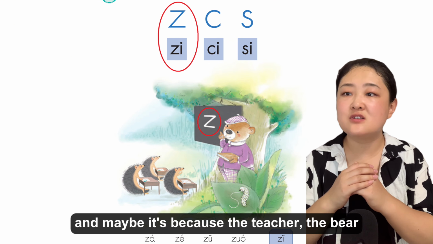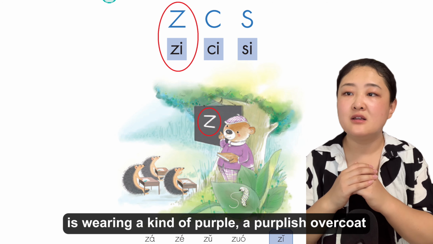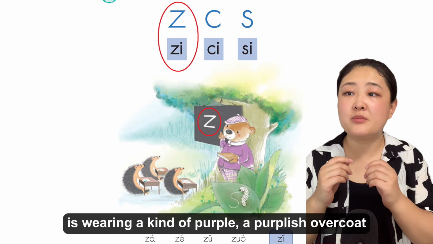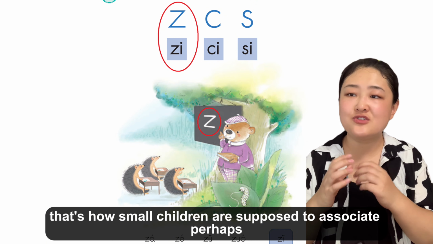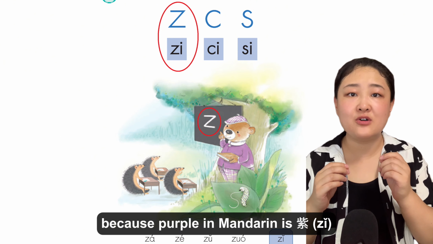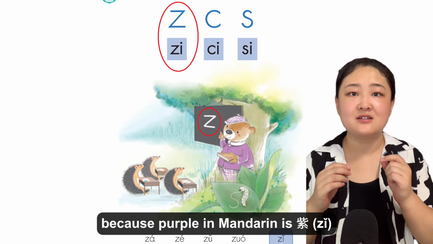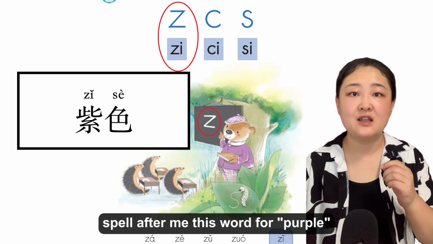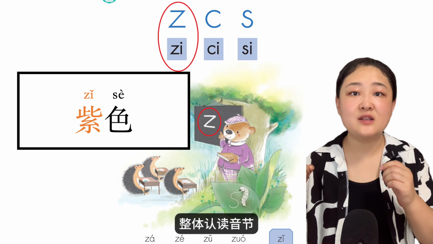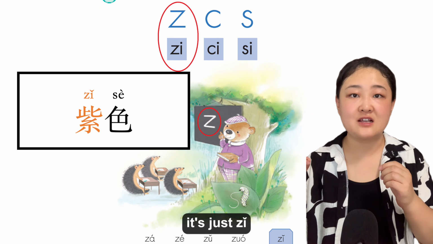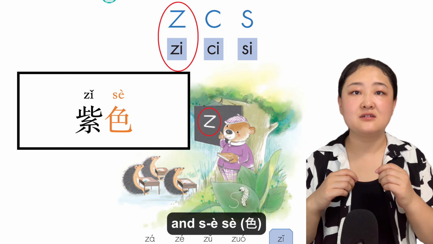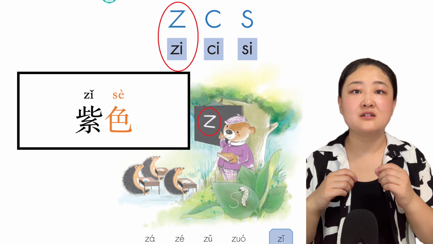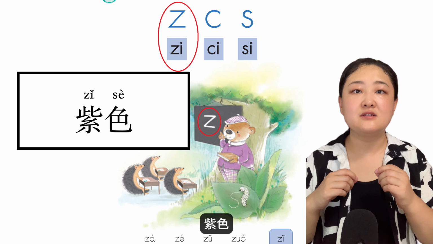And maybe it's because the teacher, the bear, is wearing a kind of purplish overcoat. That's how small children are supposed to associate, perhaps, because purple in Mandarin is zi. Spell after me this word for purple. Zi. It's a 整体认读音节, we don't spell zi, it's just zi. Zi means color.